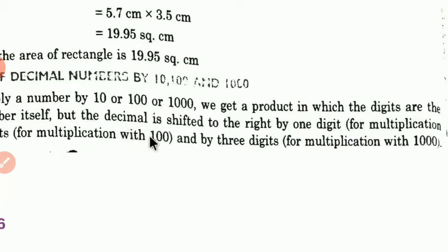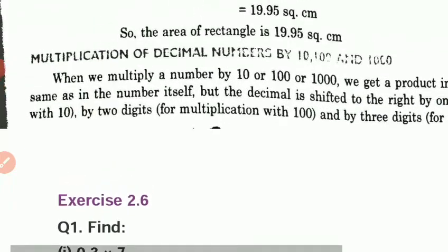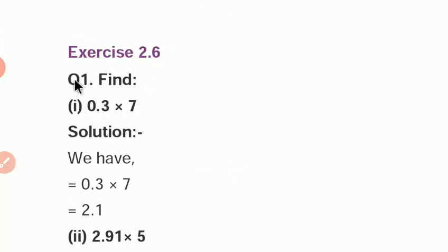We will see this multiplication in the questions which we will solve in our Exercise 2.6. Now let's begin our exercise. Exercise 2.6, question number 1, find 0.3 multiplied by 7. As we have seen, this is an example of multiplication of a decimal number by a whole number. Whole number means not a fraction and not having any decimal.